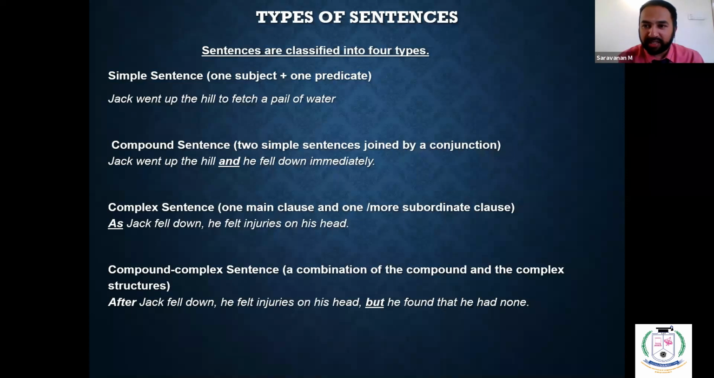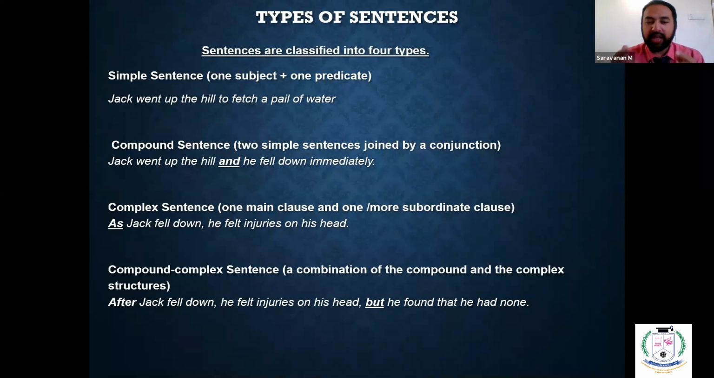Now I'll read out the sentence for you. Jack went up the hill and he fell down immediately. So two sentences joined together with a single conjunction, that is and. That and is called a coordinating conjunction. It is coordinating between sentence one and sentence two to make one single sentence. Clear, all of you? I'll read it out for you. Jack went up the hill and he fell down immediately. Clear, all of you? So that is a compound sentence.